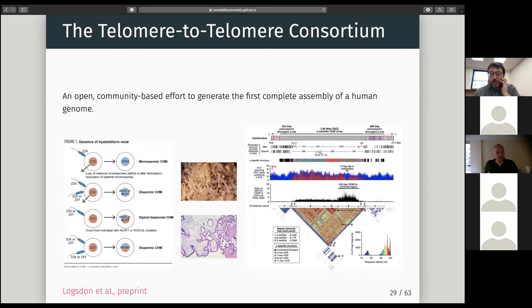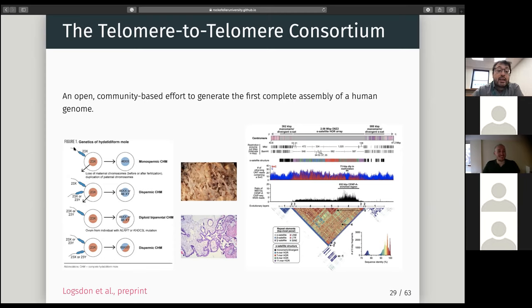So a good example of the use of these high-quality PacBio hi-fi reads is this paper from Nurk et al., from the Evan Eichler lab, where they took the CHM13 cell line. So for those who are not familiar with this cell line, this is a human cell line that uses the genetic mutation of, I don't know if I can pronounce that, the hydatidiform mole.